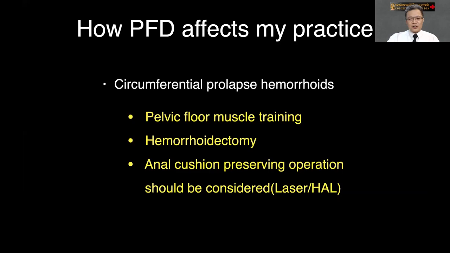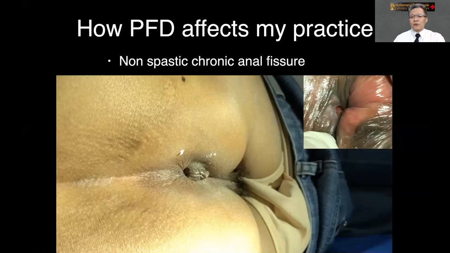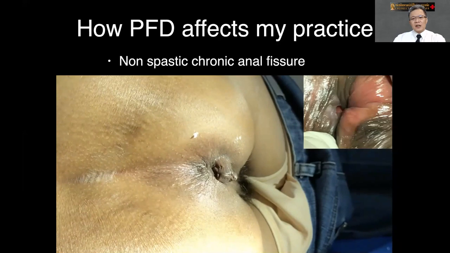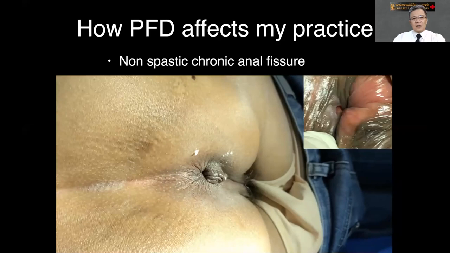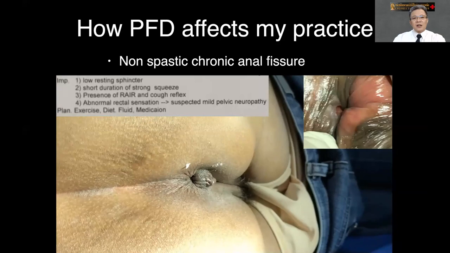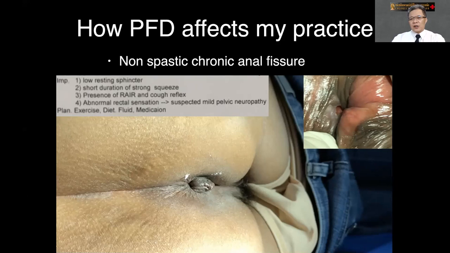For the non-spastic chronic anal fissure, you can see the chronic anal fissure on your right-hand side. During pushing, I notice that there's ballooning and dropping down of the sphincter complex. The manometry shows that this patient has a low resting pressure. So we call it a non-spastic chronic anal fissure, or hypotonic chronic anal fissure.